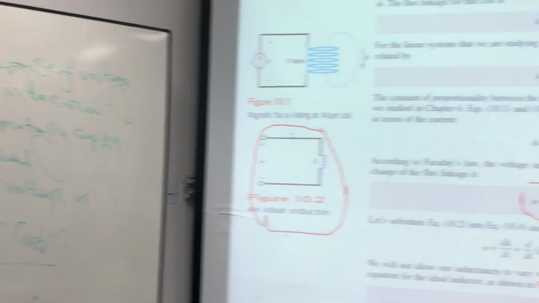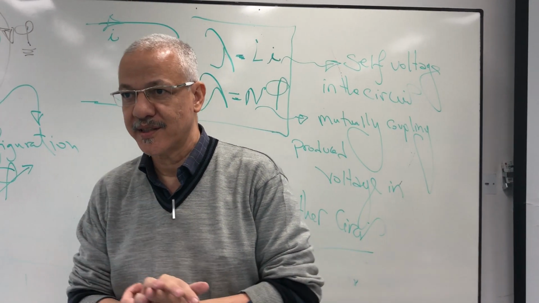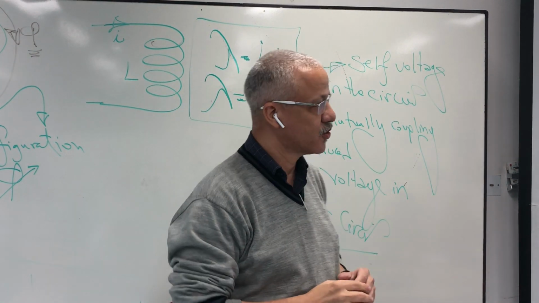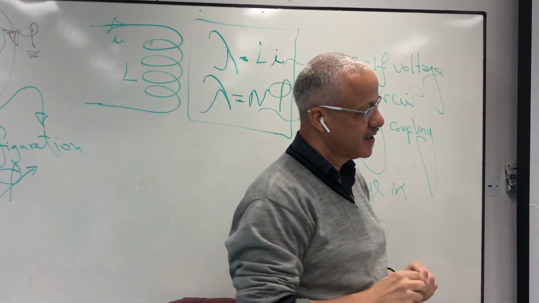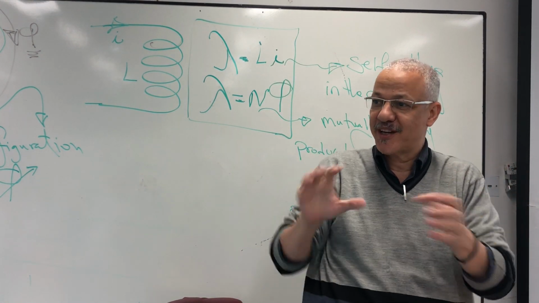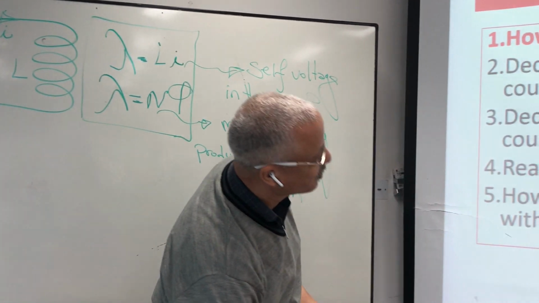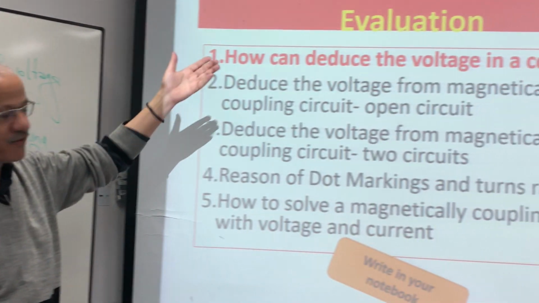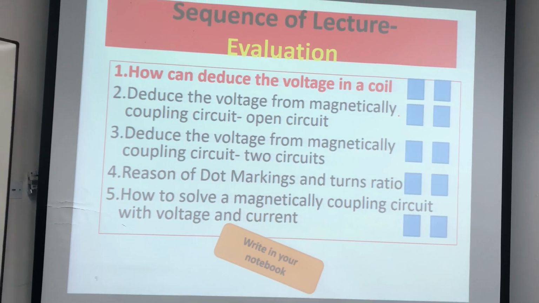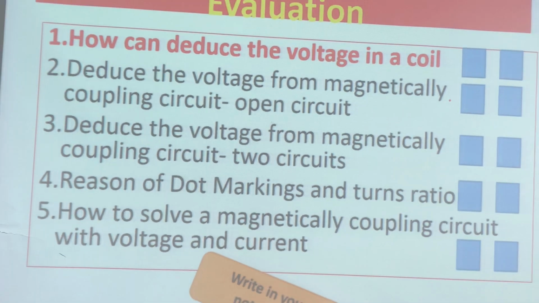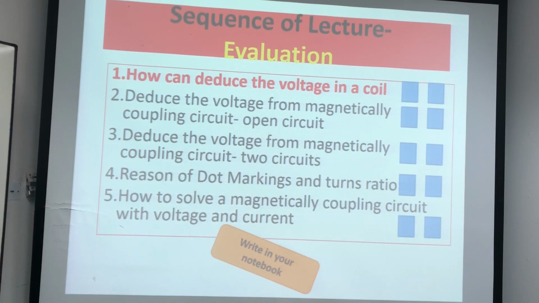Self voltage equals L di by dt. So we have finished deducing the voltage in a coil. This is the self coil. There is no mutual. Have you understood the first one already or not yet? Clear? Yes. Deducing the self voltage. It's clear? Yes. So this is clear. It's okay.